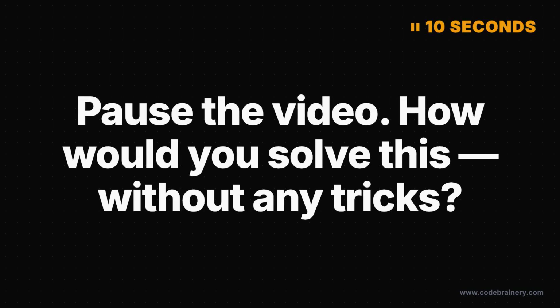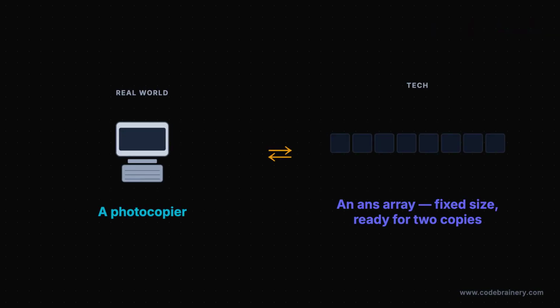Pause the video for 10 seconds. How would you solve this, without any tricks? Describe the steps to a friend, out loud. Got something? Good. Now compare with mine. Think of a photocopier. You feed in 1 page. It spits out 2 copies, stapled together in order. The output tray is your output array, fixed size, ready to receive both passes.